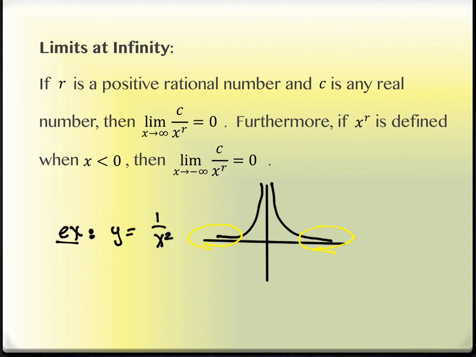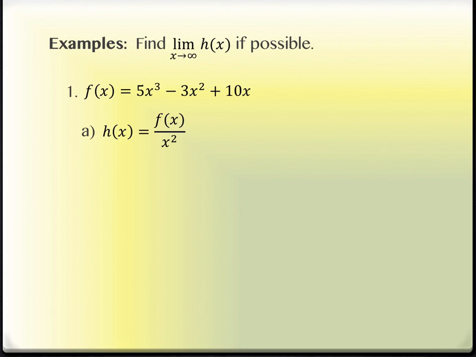Okay? Now, if you take a look at the first one, they're actually going to lead us through a couple of different examples of how things change depending on what our function looks like. So they give us an f of x. It's 5x cubed minus 3x squared plus 10x. And on part A, we're going to define a function that takes that f of x and divides it by x squared. So we're actually going to write that down first. I have 5x cubed minus 3x squared plus 10x divided by x squared. That's my function for part A.